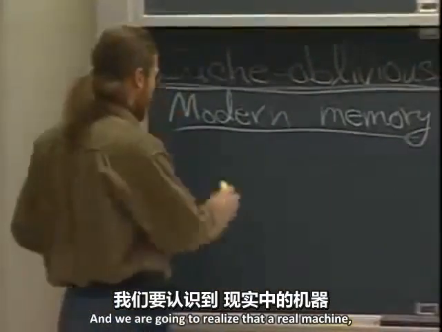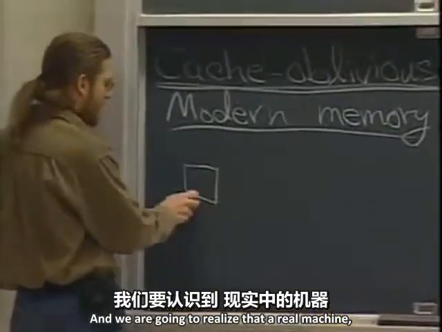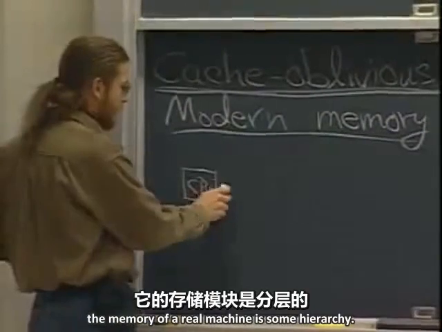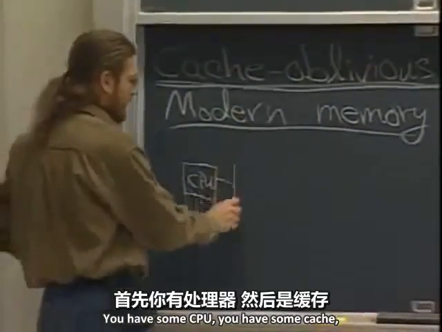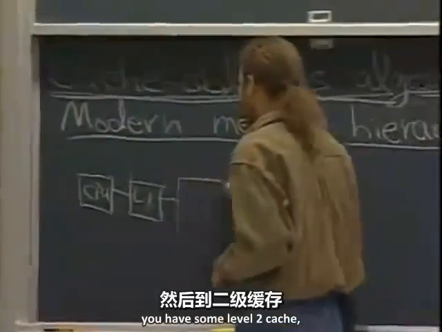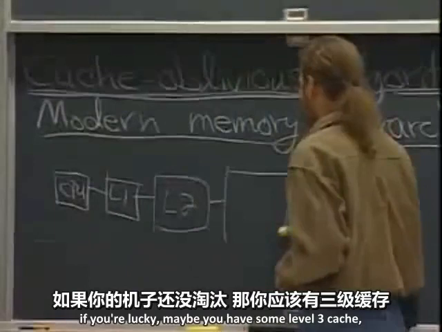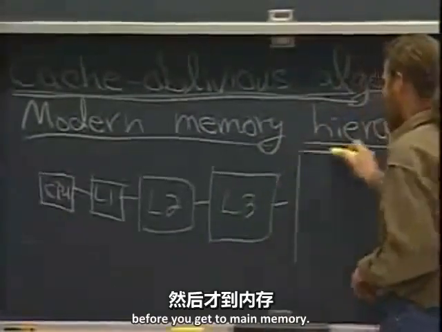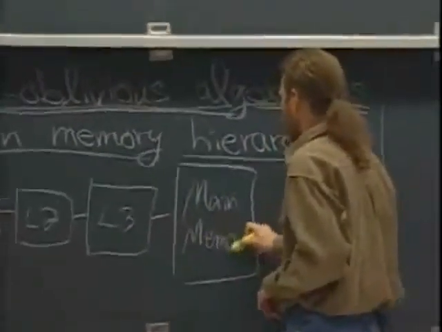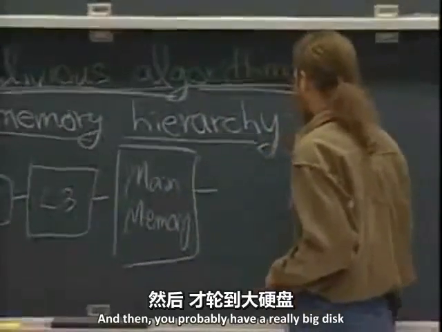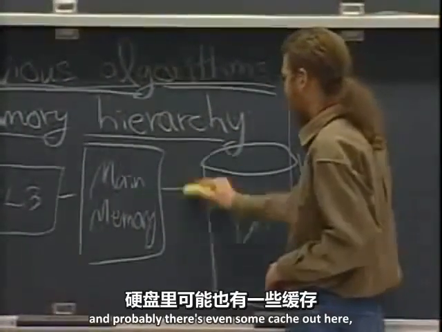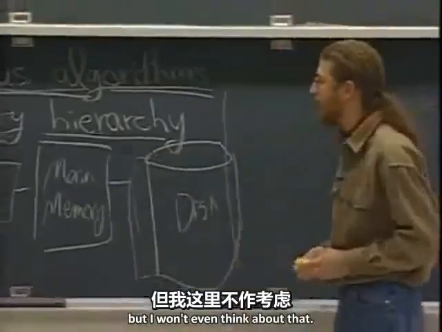We're going to realize that the memory of a real machine is some hierarchy. You have some CPU, you have some cache, probably on the same chip. Level 1 cache, you have some level 2 cache. If you're lucky, maybe you have some level 3 cache before you get to main memory. And then you probably have a really big disk. And probably there's even some cache out here, but I won't even think about that.